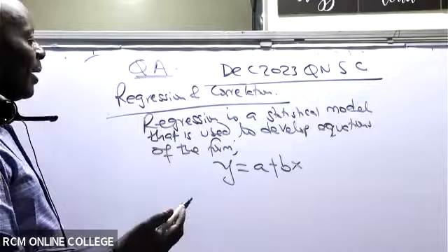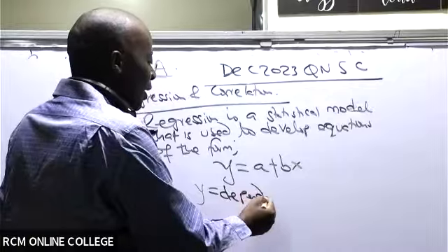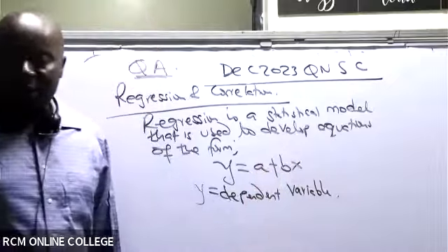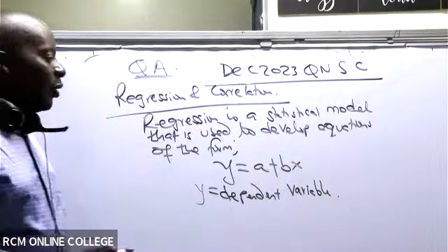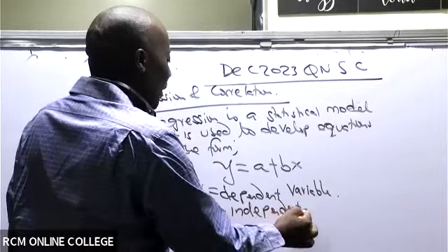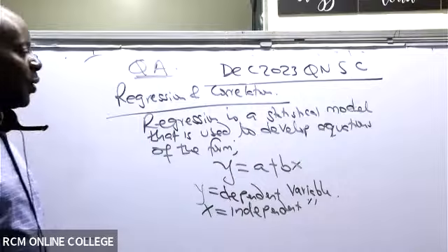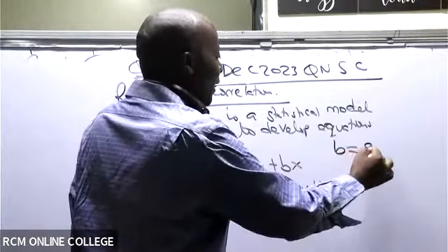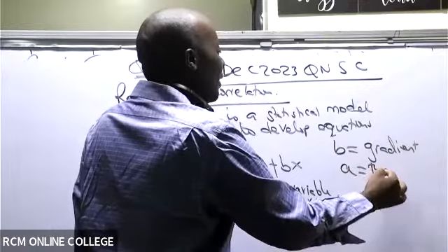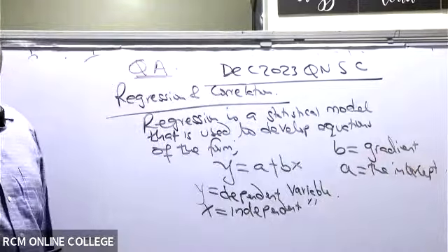All right. And then remember that this y is what we call the dependent variable. Then we have x. X is what we call the independent variable. Then we have b. B is the gradient. And a is the y-intercept, or just the intercept.